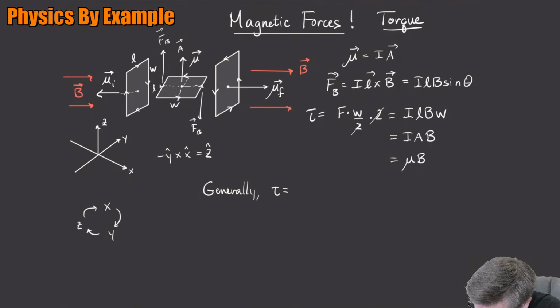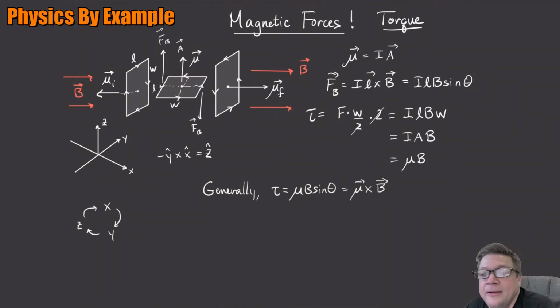The torque is going to be mu B sine theta. The way that we usually write that is mu cross B, right? If those are vectors, then the magnitude of it would be mu B sine theta. So the torque is just the cross product of mu and B.